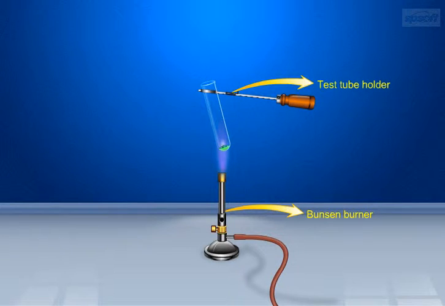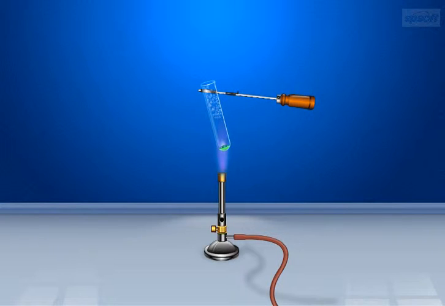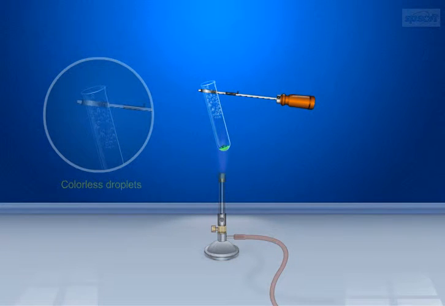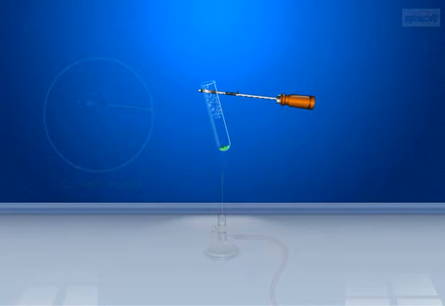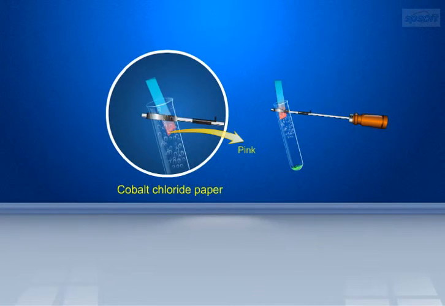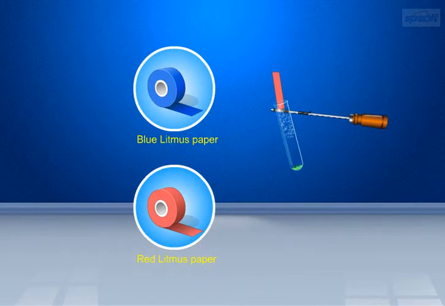Hold the boiling tube with a test tube holder and heat it with the help of a Bunsen burner until steamy fumes are given out. While heating, tiny droplets of a colorless liquid settle near the neck of the test tube. Test the liquid with the following and observe the changes: blue litmus paper, red litmus paper, and cobalt chloride paper. When we test the colorless droplets with blue and red litmus, we observe no change in color, and when we touch the same liquid with cobalt chloride paper, it changes to pink.